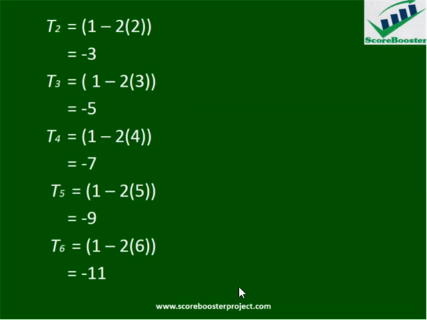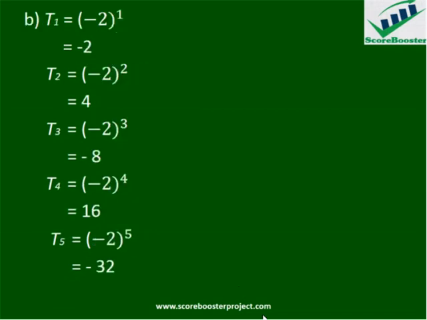So now we move to the second example. Here, we have the same upper value, 6, and the last term is also T6, but the general term is different because the general term is minus 2 raised to power n. So to get the terms in that sequence, we start by substituting the value of n starting from 1. We stop when n is equal to 6. T1 will be minus 2 raised to power 1, and minus 2 raised to power 1 is minus 2.